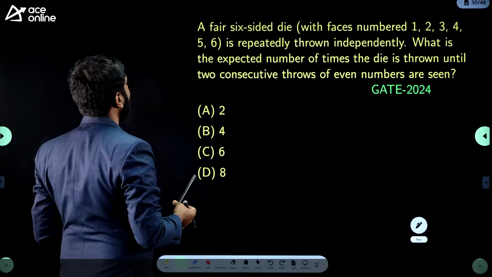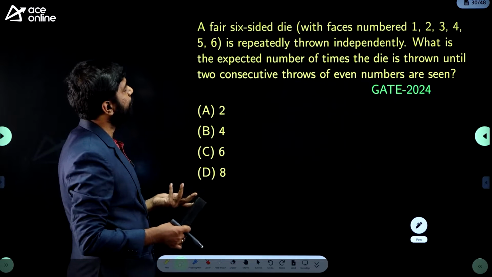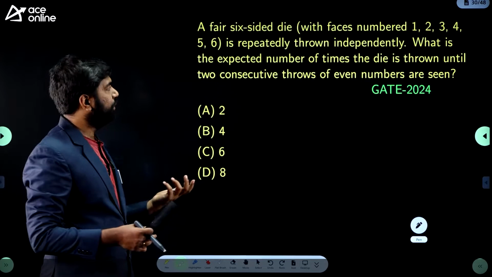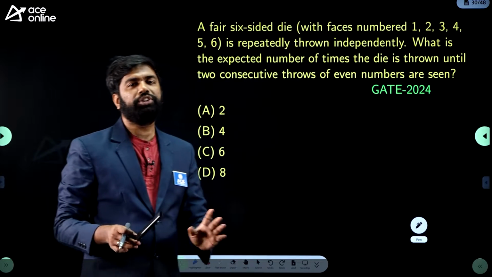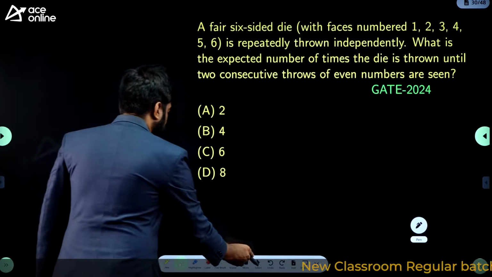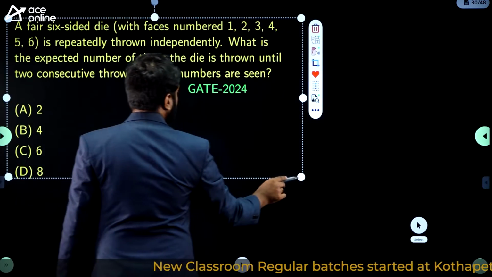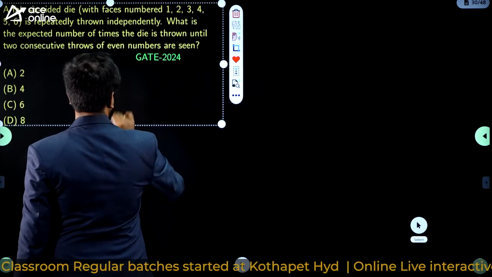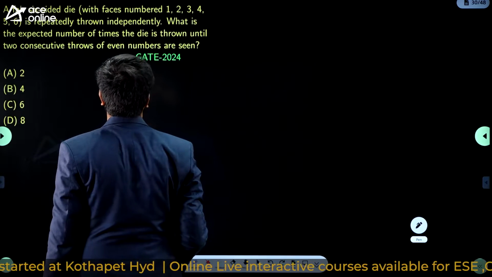A fair 6-sided die, okay. So there is a die, a fair die, and it is rolled. What is the expected number, that is the average number of tosses needed to get 2 consecutive even numbers? So how do you solve this? Not that easy. If you have solved the previous GATE question, then you would have just ticked the answer and gone to the next question.